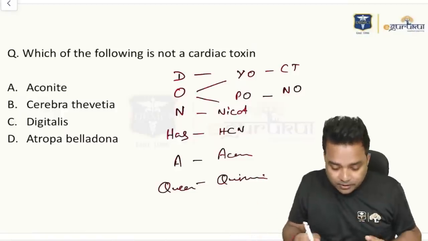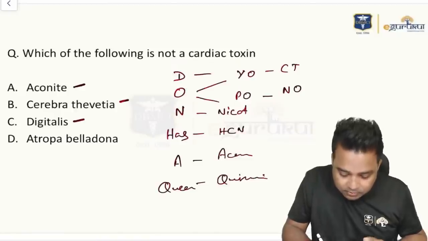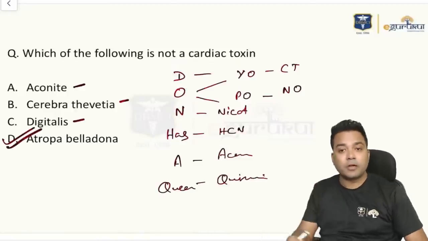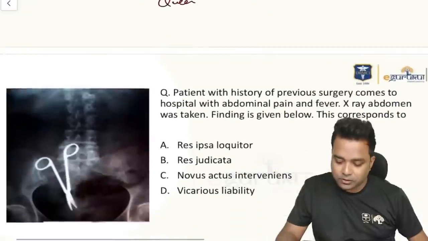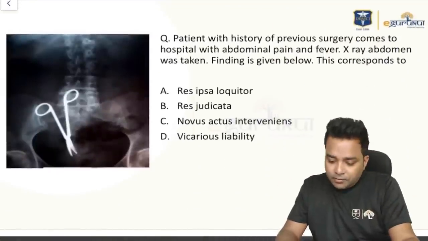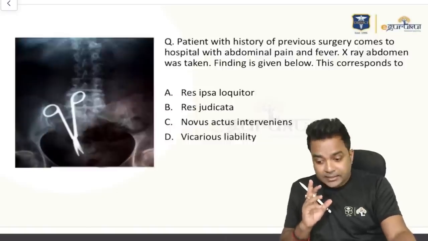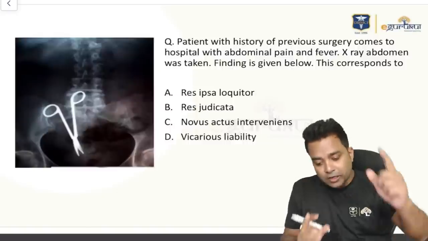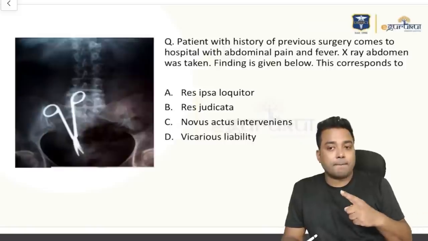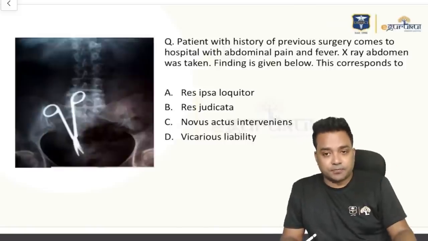If I know this mnemonic, my answer is very simple. Aconite, Cerbera thevetia, digitalis, yes, my answer of choice is going to be Atropa belladonna. This is not a cardiotoxin. This was one of the questions asked again from the negligence topic. Negligence is a very important topic. Revise the negligence topic nicely for INI CET exams in particular. All the defenses which we have covered in our classes with that handout. So revise that topic very nicely.